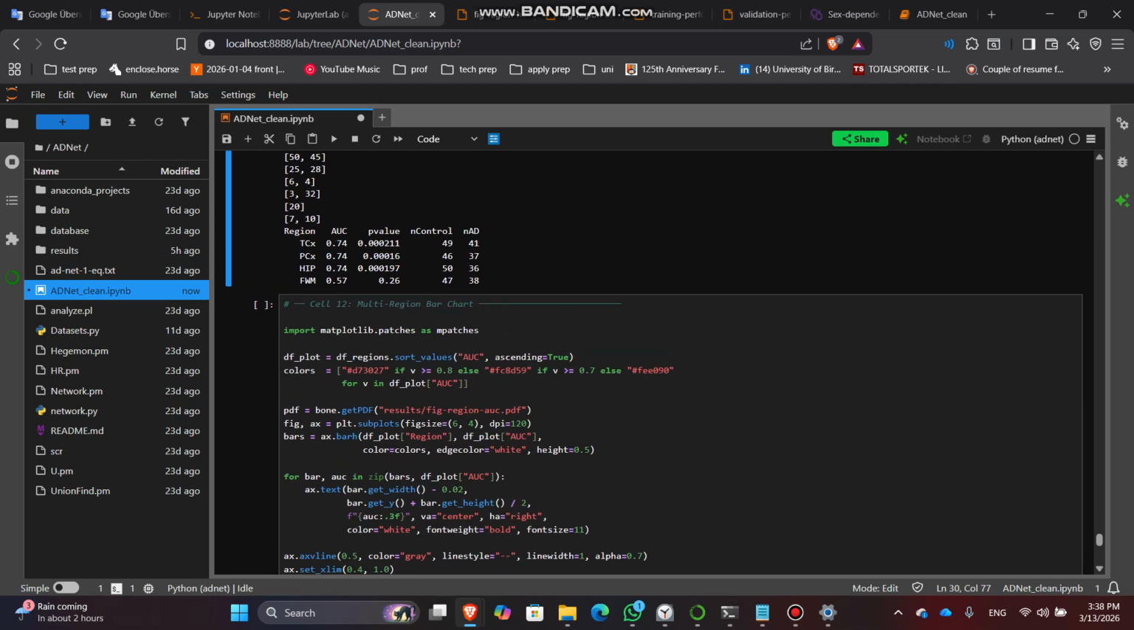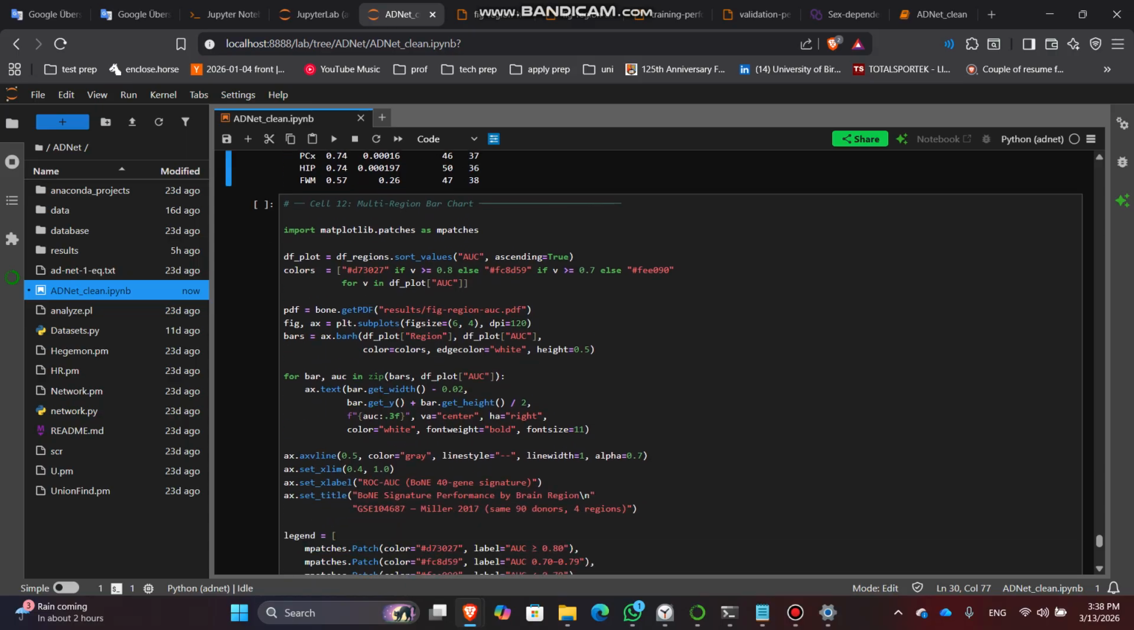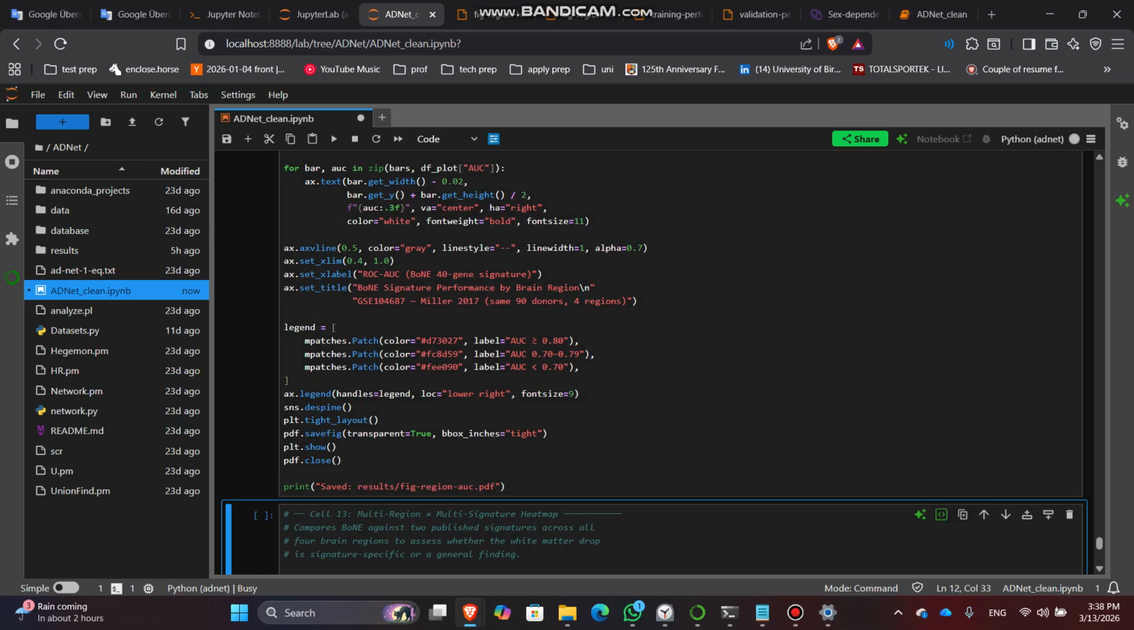Here are the results of the 4 regions: temporal cortex, parietal cortex, hippocampus, frontal white matter. The three gray matter regions are consistent at 0.74. Frontal white matter drops to 0.57, barely above chance. This is cell 12.